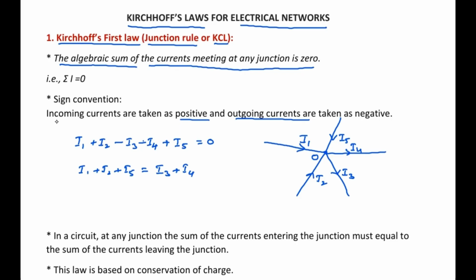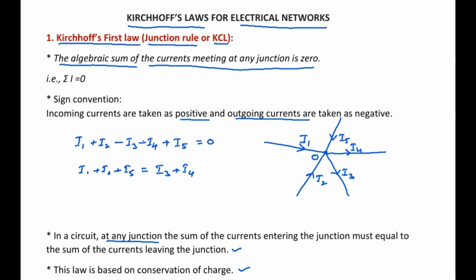Based on this, we can give one more statement of Kirchhoff's first rule. In a circuit at any junction, the sum of the currents entering the junction must equal the sum of the currents leaving the junction. The sum of the currents entering is equal to the sum of the currents leaving, which means it follows the law of conservation of charge. That means whatever charge is entering, the same amount of charge is leaving. This is Kirchhoff's first law.